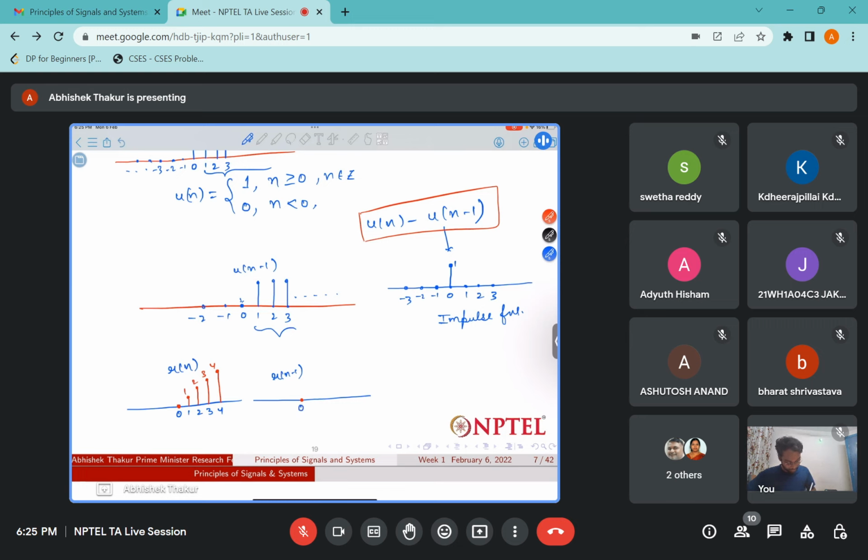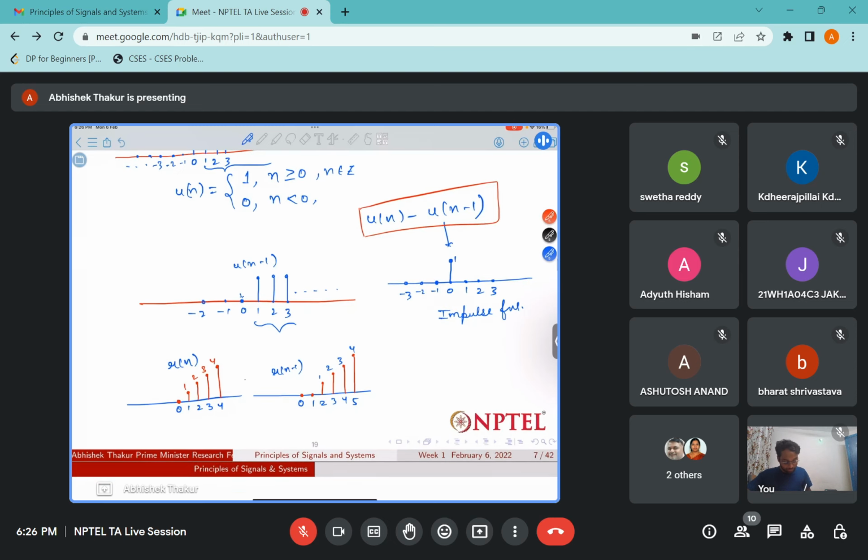So this is 0. This is again 1. What are the values? 1, 2, 3, and 4. Okay, now you do just the subtraction Rn minus Rn minus 1, you will get up to 0, it will be 0, like for all the negative values. All values are 0 here.